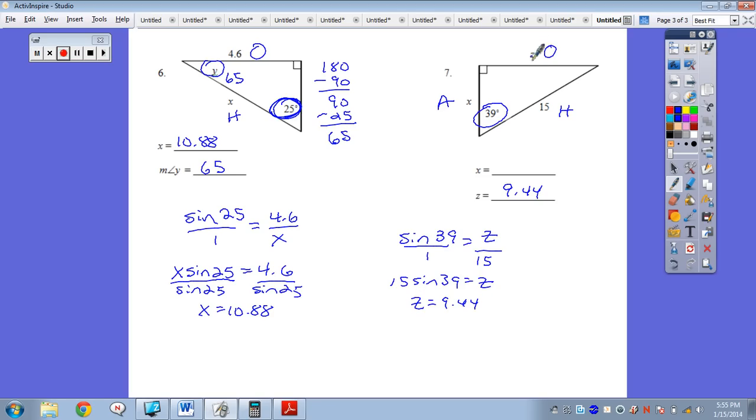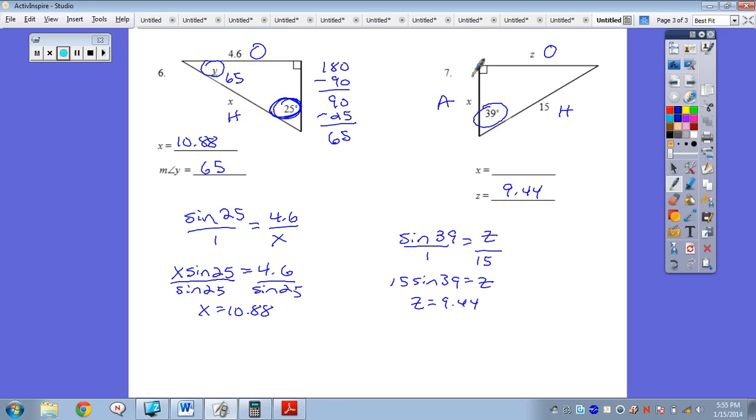Alright, now you have z and another side of 15, so you could use the Pythagorean theorem to find the third side of the right triangle. We're going to use trig here, because there's a chance that you could get this side wrong, and then if you use the Pythagorean theorem, you could also get this side wrong. So we're just going to use another trig function.